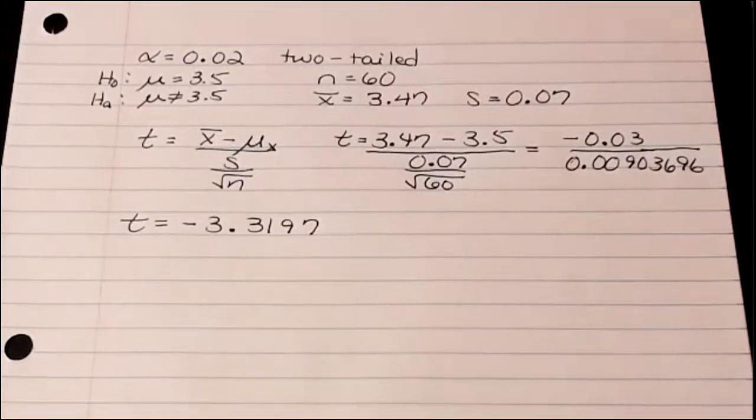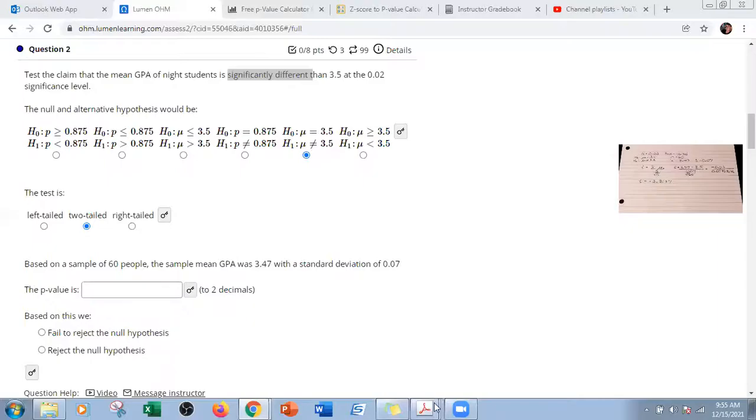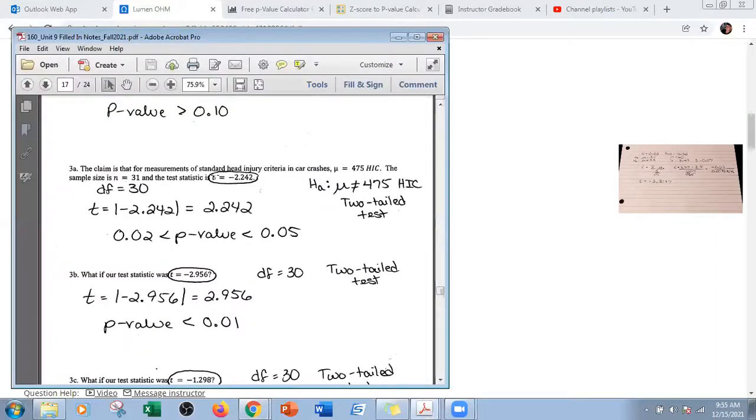As a reminder, when you look at your Unit 9 notes, you can think about the process that we actually took. Let me share my screen with you just to remind you what's going on here. When we had a test statistic of negative 2.242, we always took the absolute value of it, right? And then we found the p-value. So I'm going to take the absolute value of negative 3.3197, and that's your positive 3.3197.